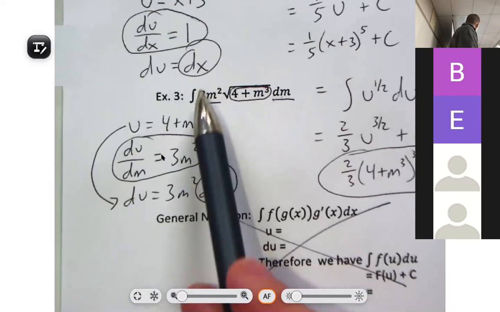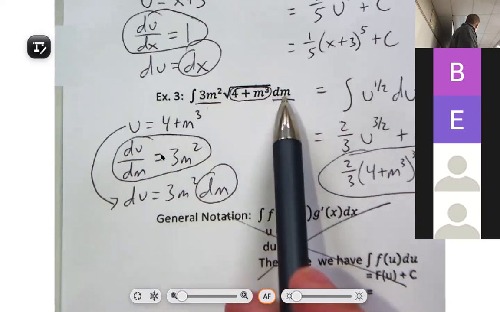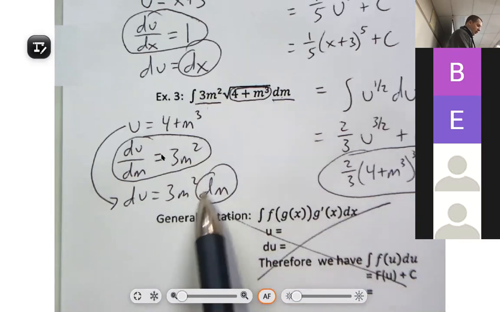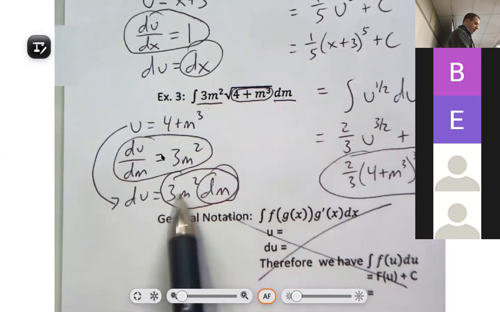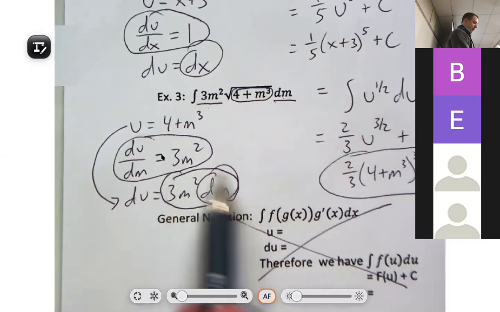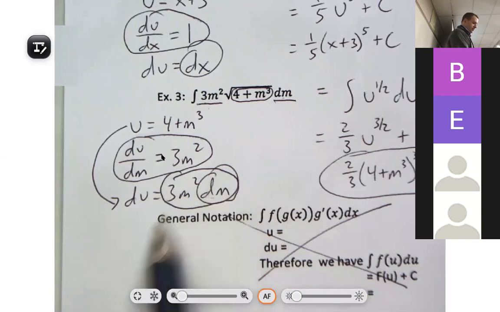But on example 3, I was trying to replace 3m squared dm. And it just so happened 3m squared dm, the thing I was trying to replace, showed up here. All this stuff was the stuff I was trying to get rid of. So I didn't want to move the 3 over.